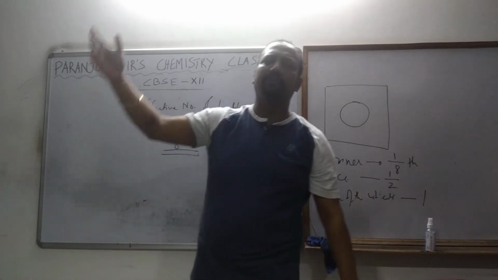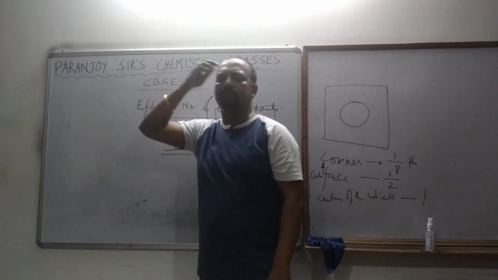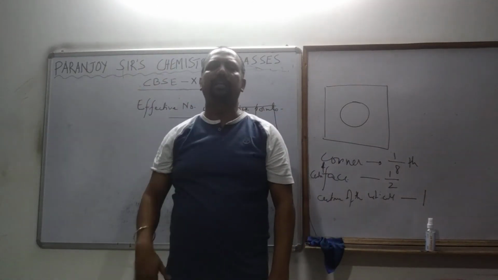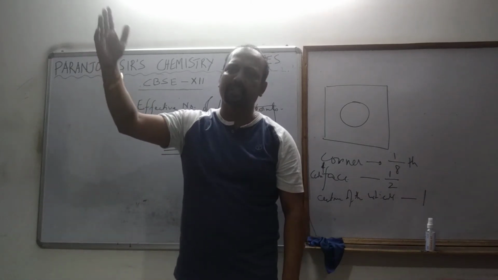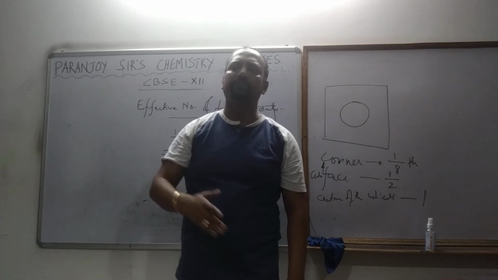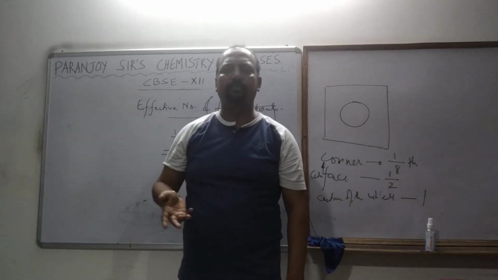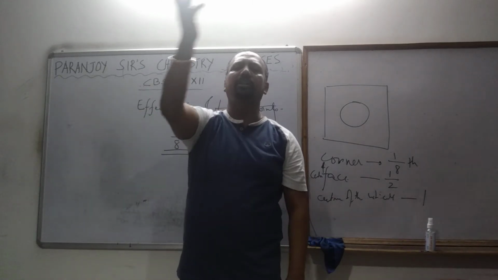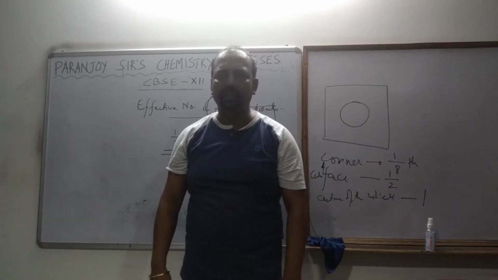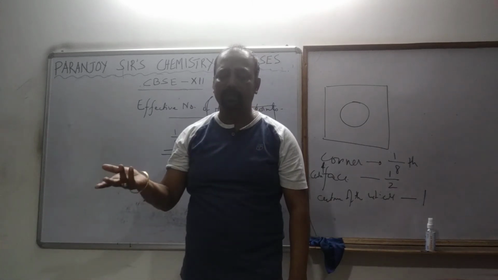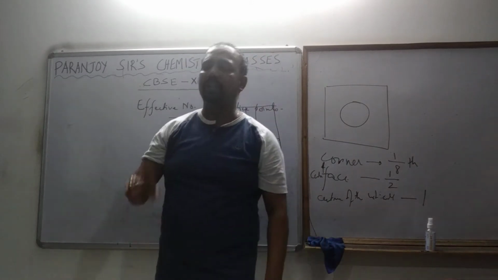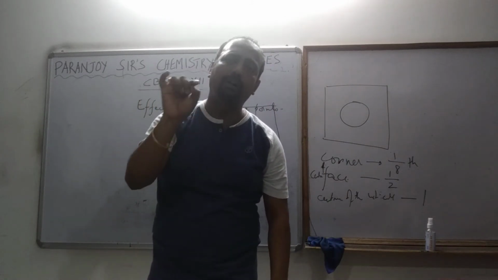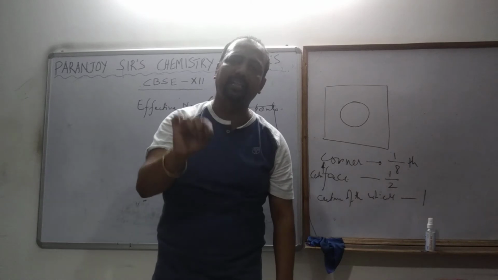If some lattice point is at the corner, the unit cell is getting just 1/8 of its share. If the lattice point is present at the center of the face, the unit cell is getting half of its share. If the lattice point is present at the center of the body, the unit cell is getting the full share of it.